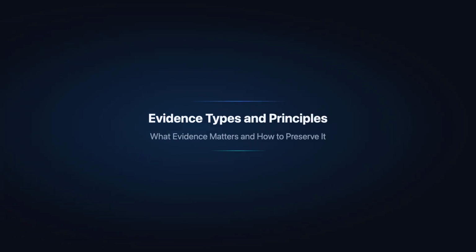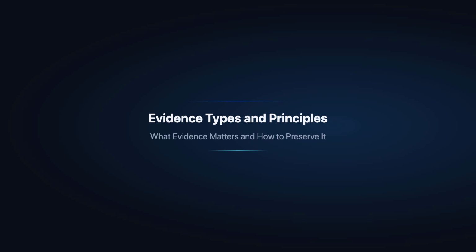Let us explore the types of digital evidence relevant to security incidents, the forensic principles that govern their collection, and the chain of custody requirements that determine legal admissibility. A.5.28 requires organizations to define evidence collection procedures that preserve integrity, maintain chain of custody, and support both internal investigation and potential legal proceedings. Digital evidence in security incidents spans a wide range of source types.